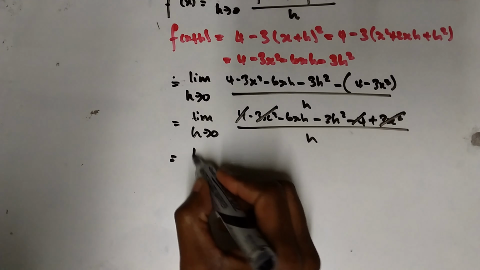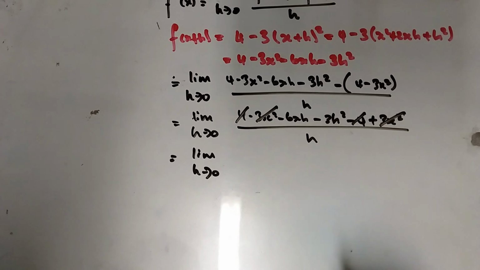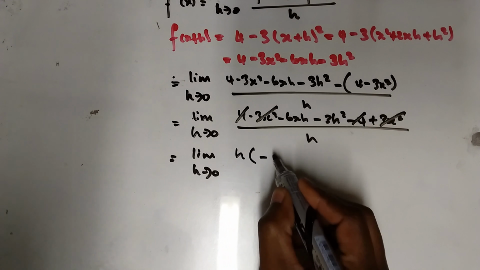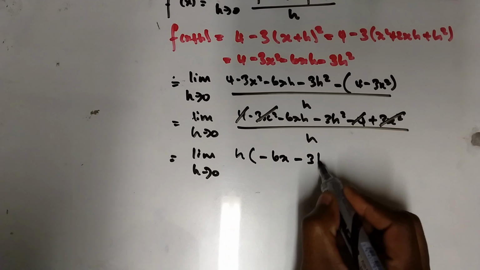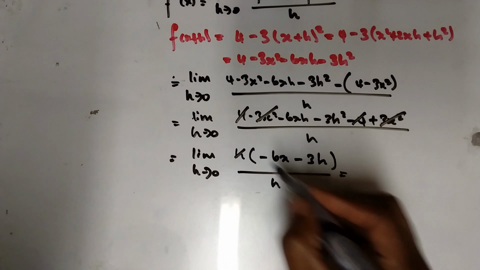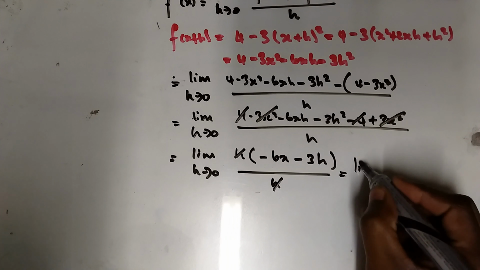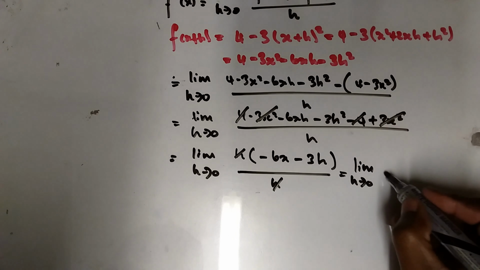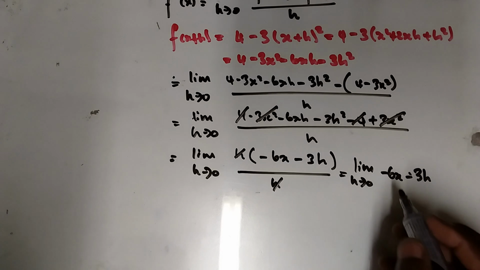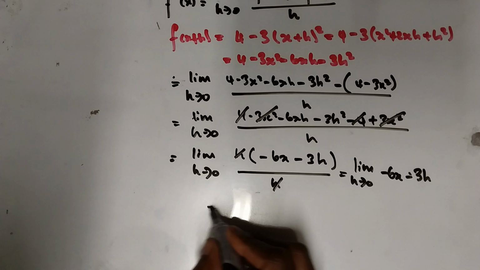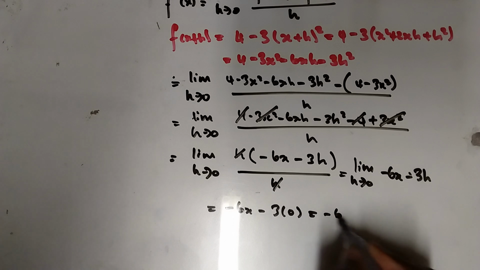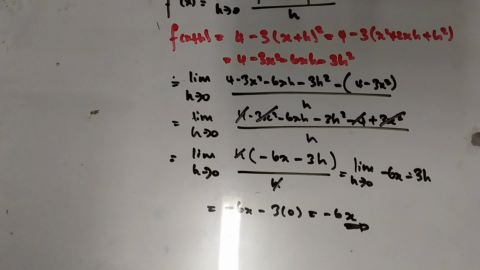We're going to have the limit as h tends to 0, and then now we're going to take out h as a common factor. h times negative 6x minus 3h, and then you divide by h. This will give us 1. The limit as h tends to 0 of negative 6x minus 3h. Okay, so this will just be negative 6x minus 3 times 0, which is negative 6x, and it correlates to what we checked.